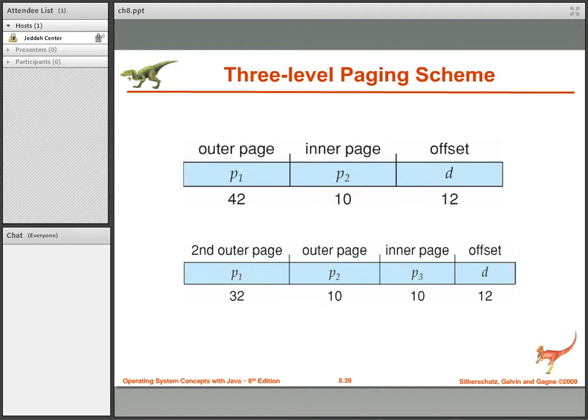into the bottom one. In other words, you have in the bottom one a second outer page and a first outer page and an inner page and an offset. So the 42 in the outer page is split into 32 second outer page plus 10 first outer page. That makes up 42. And then you go to the inner page, which is 10, and then to the offset, which is 12.